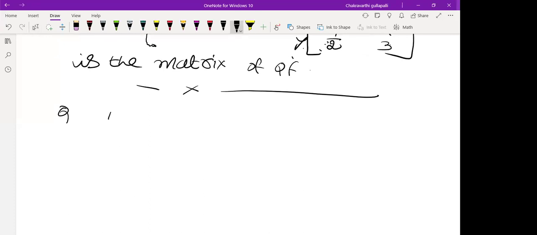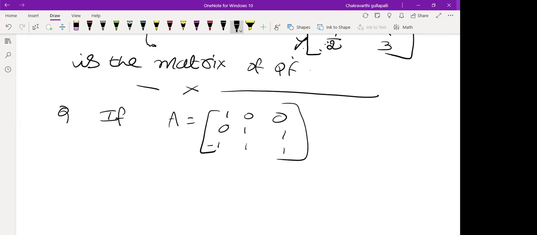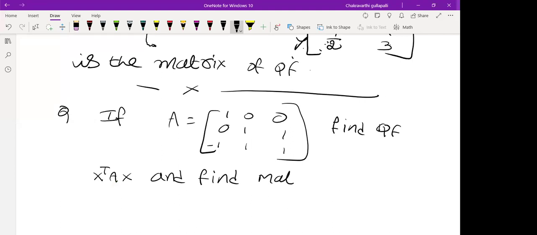So next question. If A is equal to, for example, [1, 0, 0; 0, 1, 1; 1, -1, 1], let us take this matrix. This is not symmetric. Find the quadratic form X transpose AX and find the matrix of the quadratic form. So here it is not symmetric.